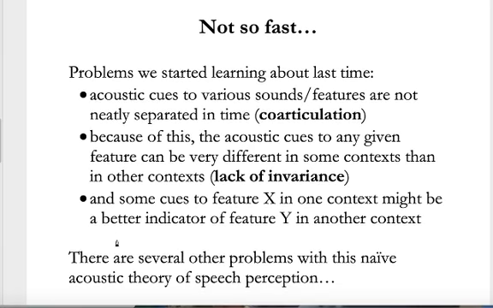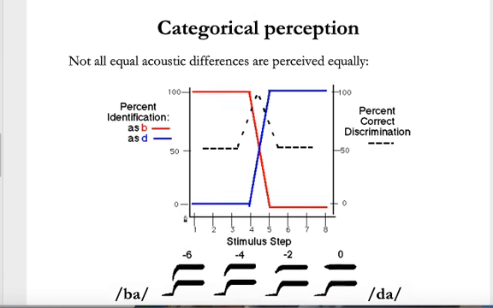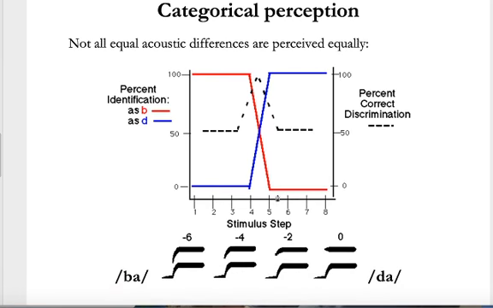There are several other problems with this sort of naive acoustic theory of speech perception, and these relate to the other interesting things that I showed you at the end of last class. For one thing, there's categorical perception, which shows that, if your ear and your mind are straightforward acoustic detectors, there are some unexplained properties of those detectors that don't seem to follow from that. Namely, this categorical perception phenomenon.